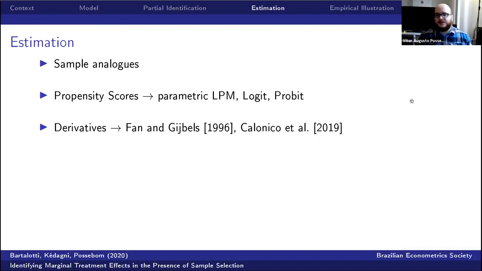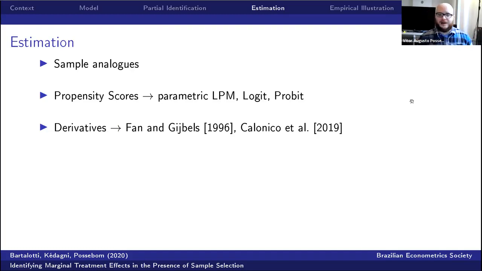To do so, the easiest thing to do is to use a parametric linear probability model or a logit or a probit. You could estimate the propensity score non-parametrically, we don't do that in our Monte Carlo nor in our empirical illustration, basically because that would be a very slow process. But it is possible to use non-parametric methods here.